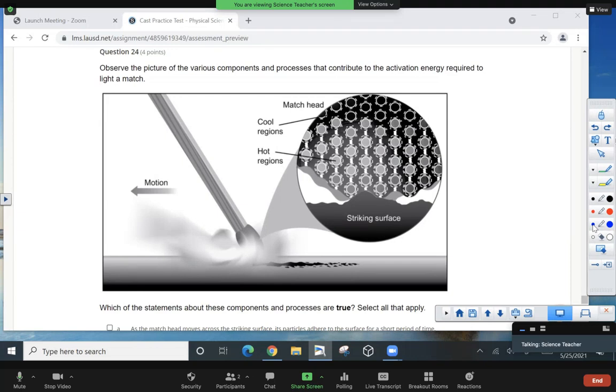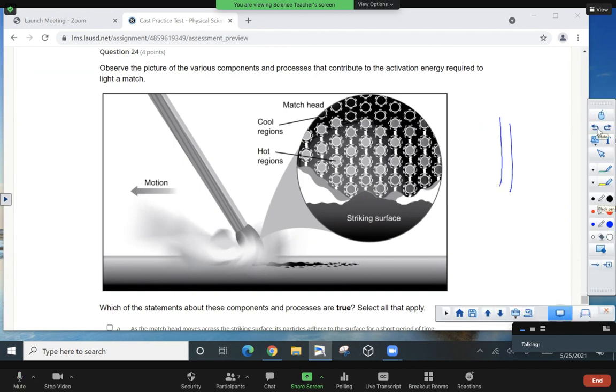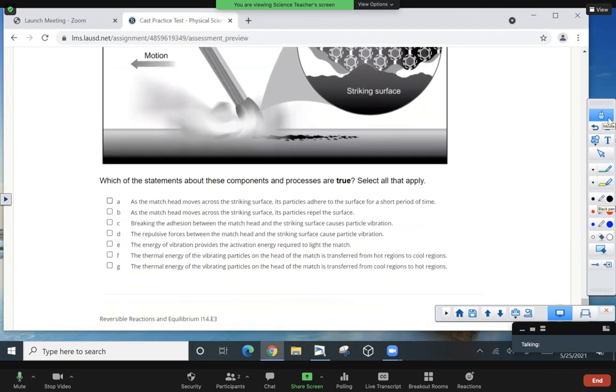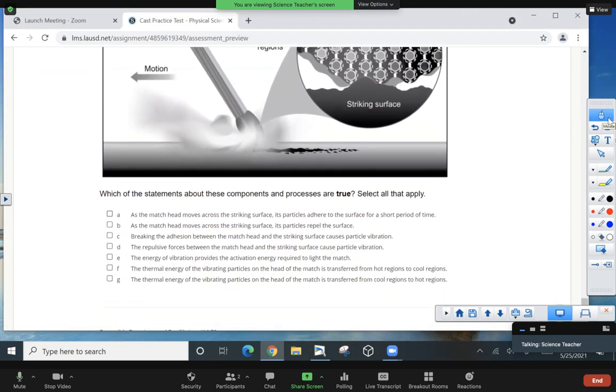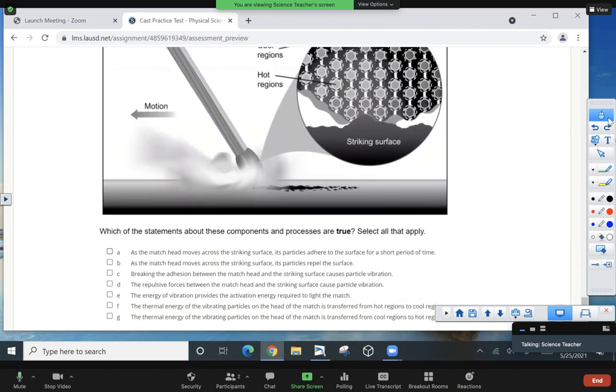Question 24. Observe the picture of the various components and processes that contribute to the activation energy required to light a match. So we have a picture here, and then the question goes, which of the statements about these components or processes are true? Select all that apply. So we're going to be going through each of them and making sure that each of them are true. So let's go over the first one.